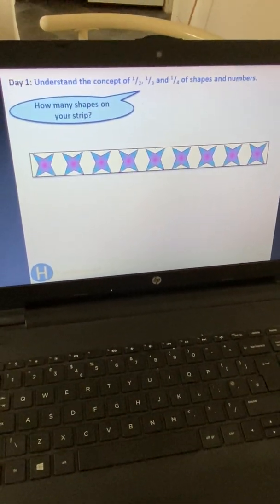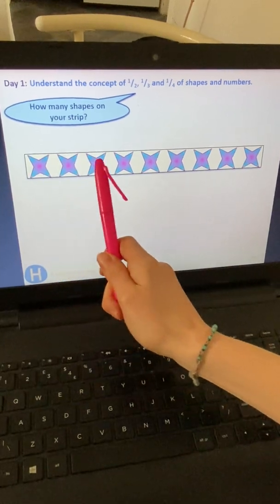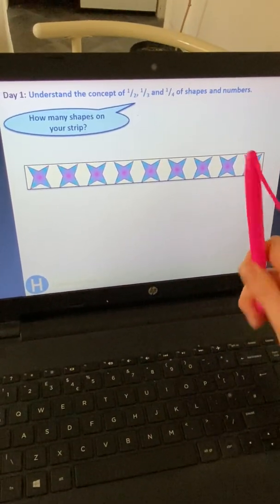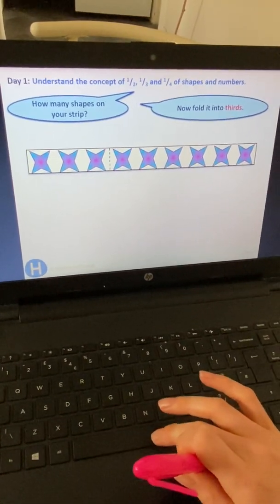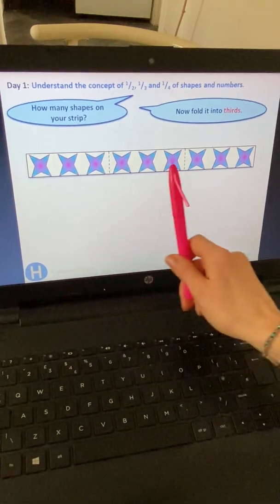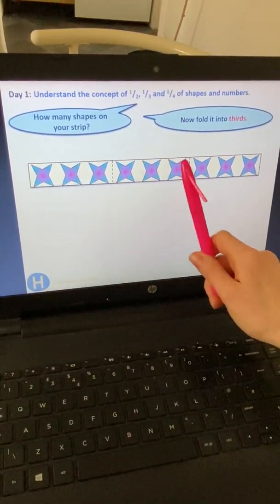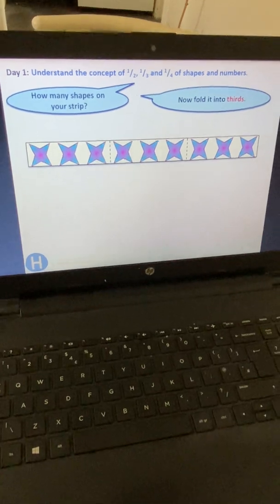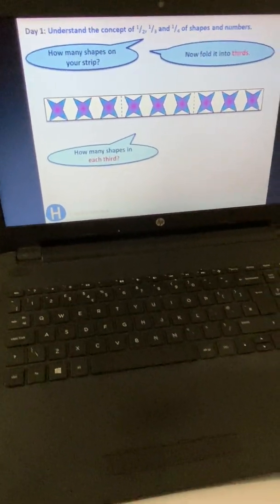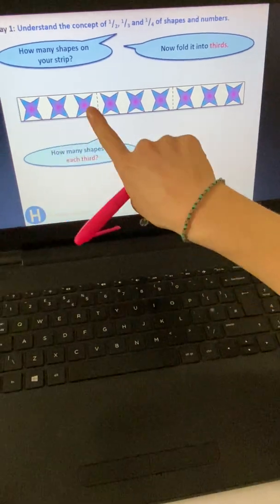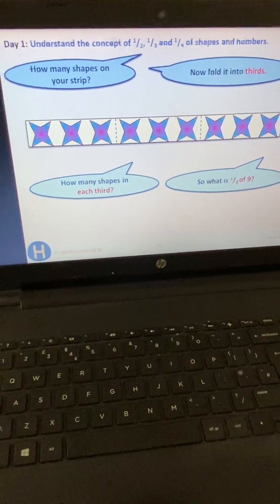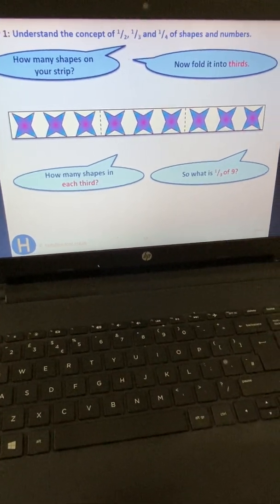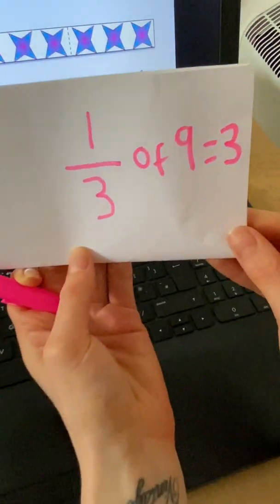So, how many shapes on your strip? 1, 2, 3, 4, 5, 6, 7, 8, 9. Now fold into thirds. So you've put it into 3 parts. So you've got 3 there, 3 there, and 3 there. Okay, so they're all even. So how many shapes in each third? 3. So what is 1/3 of 9? Because we began with 9. 1/3 of 9 equals 3. Because there's 3 parts. Okay.